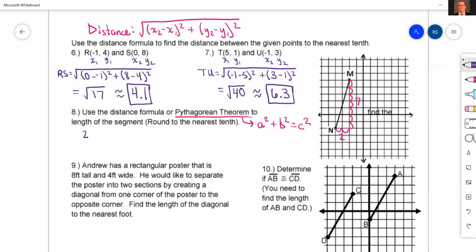So I'm going to plug in what I have. 2 squared plus 7 squared equals c squared. 2 squared plus 7 squared is 53 equals c squared. We can't leave it like that because I don't want c squared. So I have to take the square root, and that'll get me 7.3 for c, which means MN is equal to 7.3.